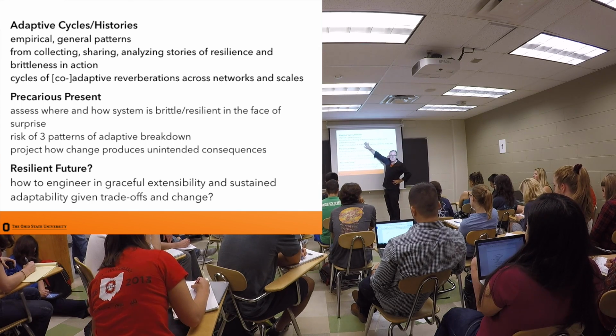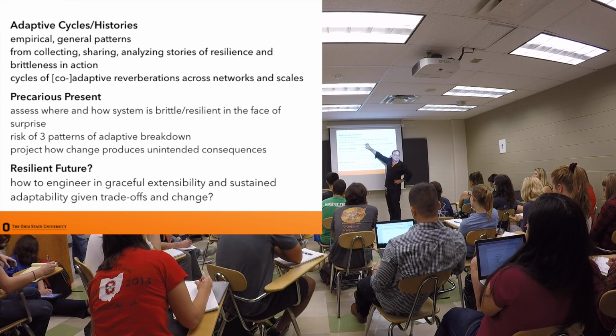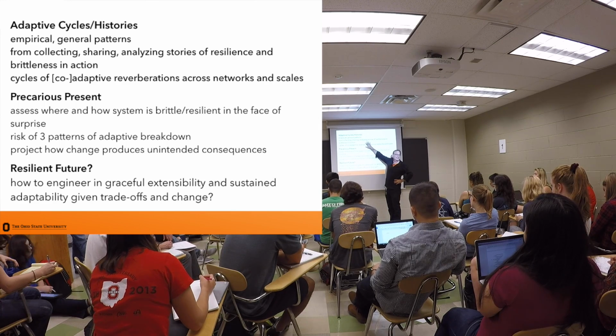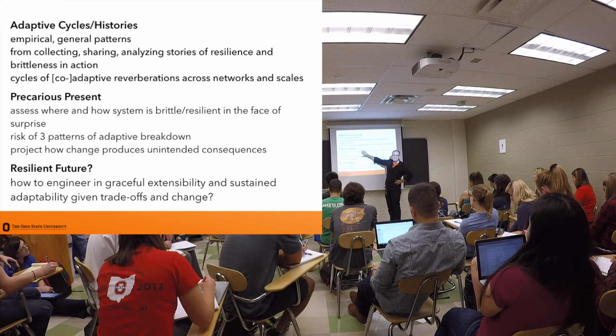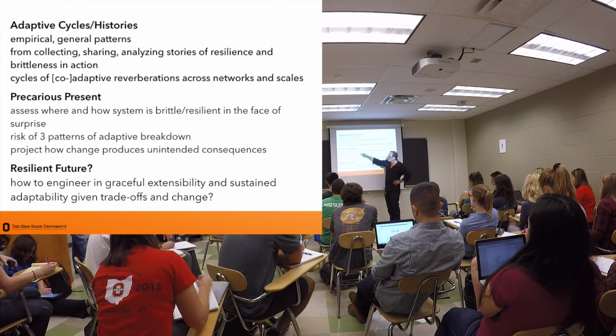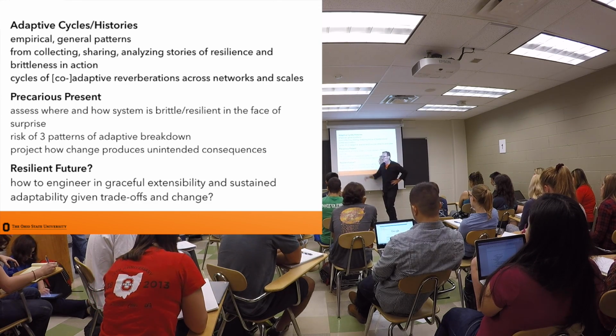The skill I want you to develop most in this class is the ability to chart adaptive cycles. Because if you can chart adaptive cycles, where we've been, how we got to where we are, you can understand how the present is way more precarious than anyone realizes. And if you can understand how it's precarious, you can start to design a resilient future. And we'll fill in more about these headings underneath.